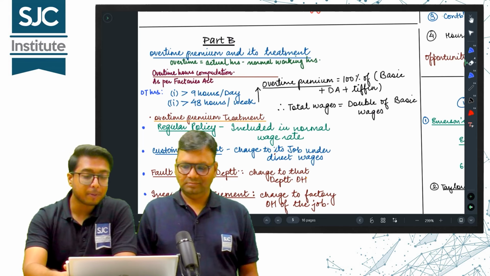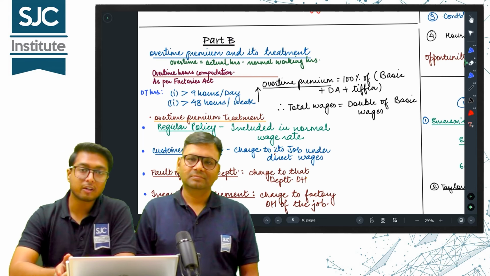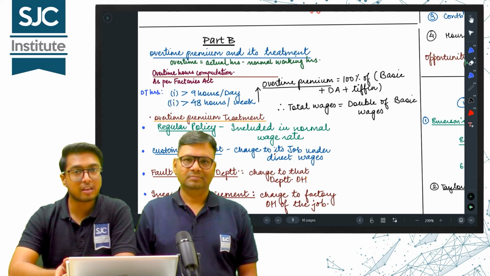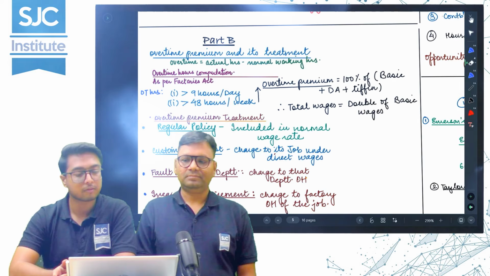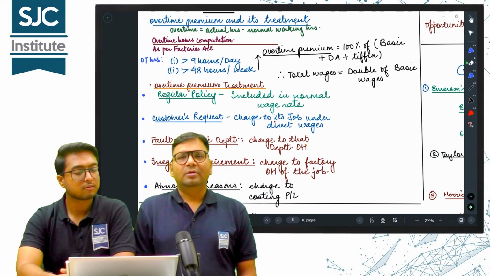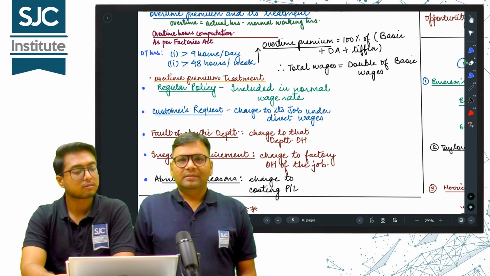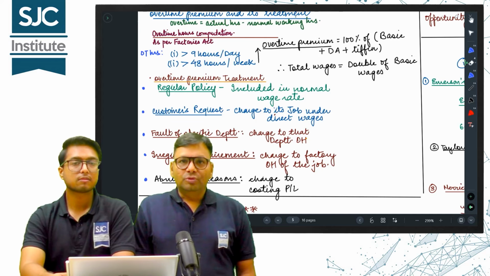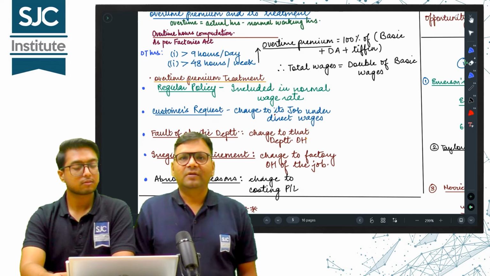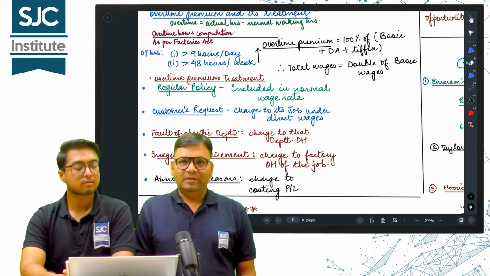So what is overtime premium? It is 100% of basic plus DA plus tiffin allowance. That means the total wages will become 2 times of the normal wage rate. Treatment of overtime premium depends on the reasons for which overtime has been done. The first reason can be due to continuous shortage of workforce, and that's why the organization is doing overtime regularly as a part of its policy.